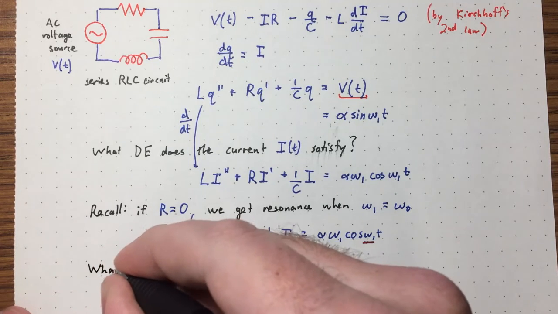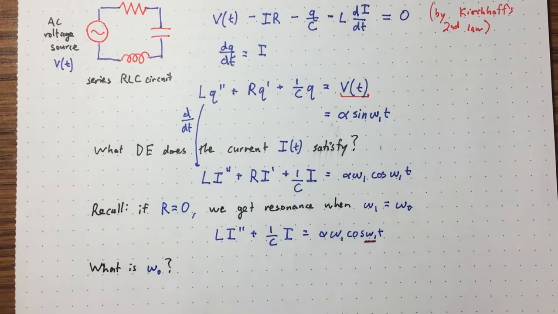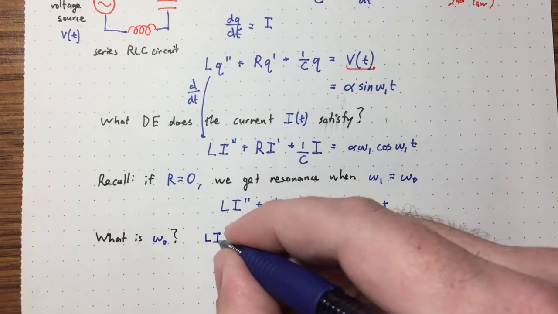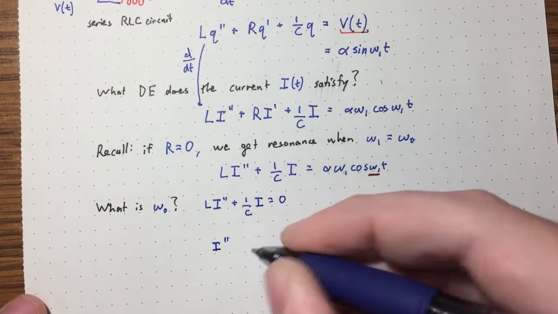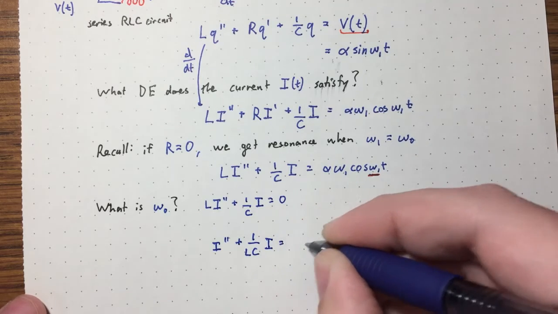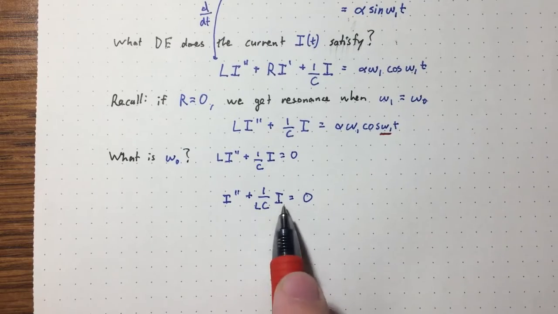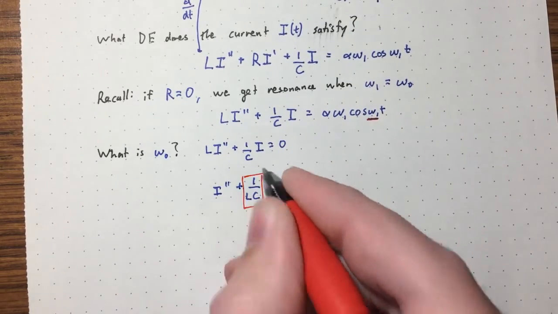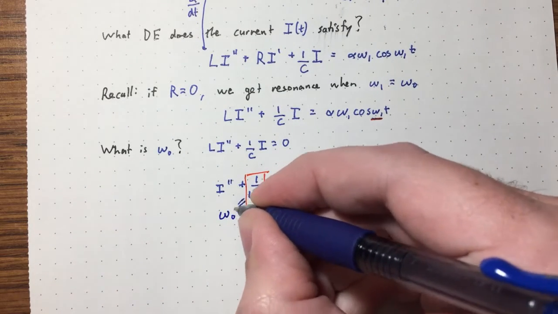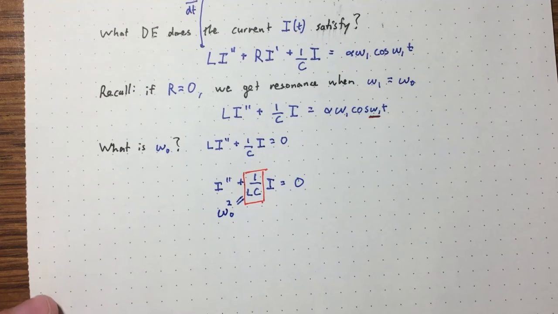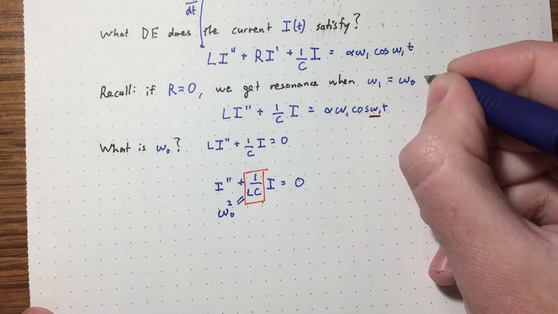Well, what is that explicitly here? So what is omega 0? Well, we don't have to solve the differential equation. So let's just take the homogeneous equation. And then I'll divide by L to get this. And recall from last time, we noted that when you write a differential equation in this form, I double prime plus some positive number times I, how do we interpret this number right here? What is the meaning of that number? So it's not the frequency itself, but it's the square of the frequency, right? So here we have omega 0 is 1 over the square root of LC.